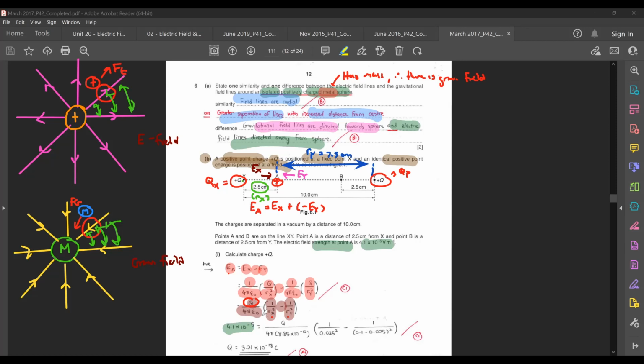EA is 4.1 times 10 power minus 5. Then Q over 4 pi epsilon naught, 8.85 times 10 power minus 12. Sub in the value of your Rx. Don't forget to square. Sub in the value of your Ry. Again, don't forget to square. Eventually, you will be getting your answer as Q equals to 3.21 times 10 power minus 18 coulomb. That is what you will get in your current case.